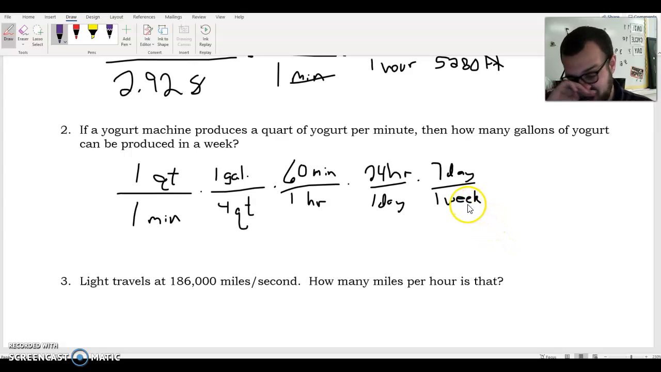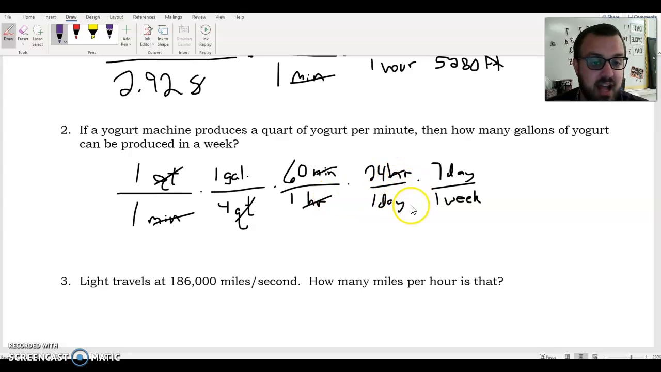Let's go ahead and make sure that all our units cancel how we want them to. So let's see, quarts are on opposite sides, they'll cancel. Minutes are on opposite sides, they'll cancel. Hours on opposite sides, they'll cancel. Days on opposite sides, they'll cancel. What am I left with? In the numerator, I have gallons. In the denominator, I have weeks. What do I want to get? Gallons per week. Okay, cool. That's what I wanted. Now go ahead and plug this into my calculator.